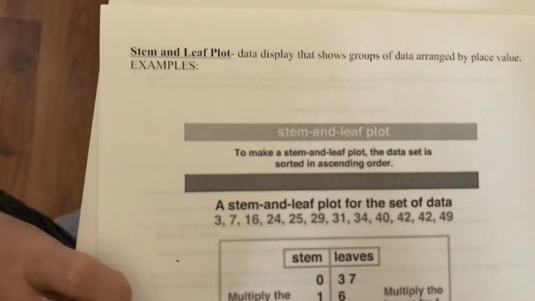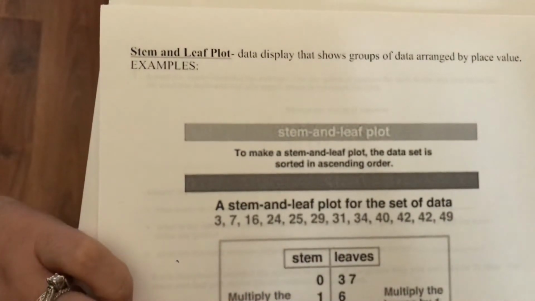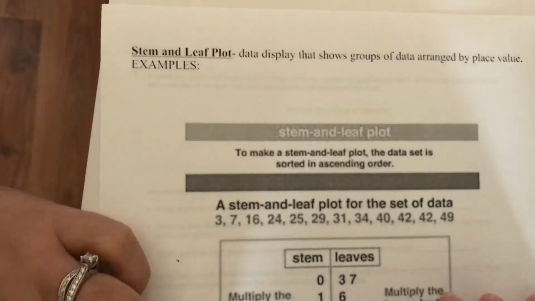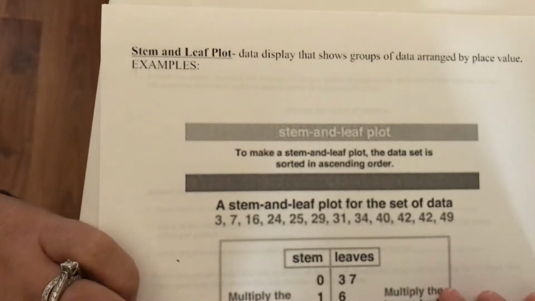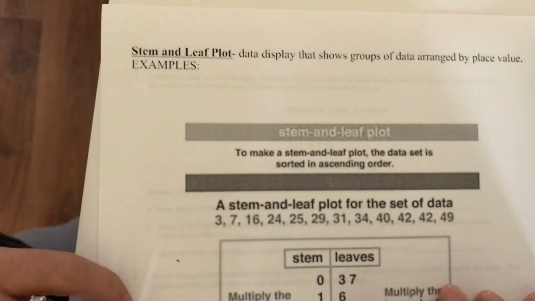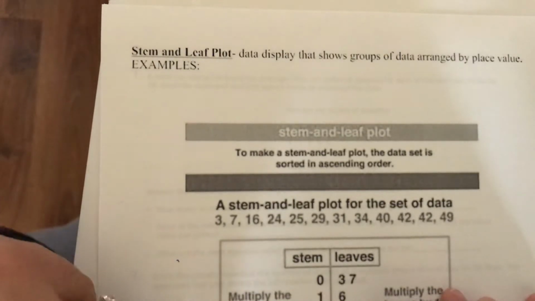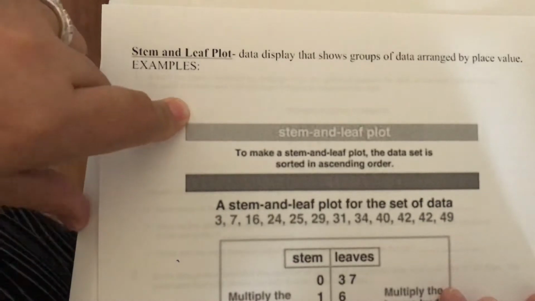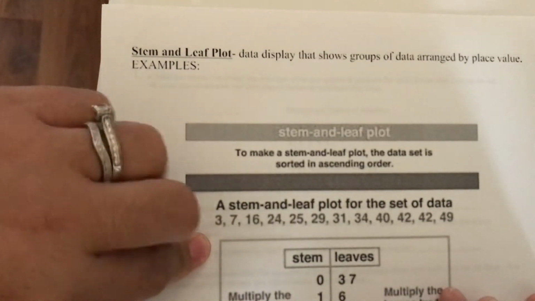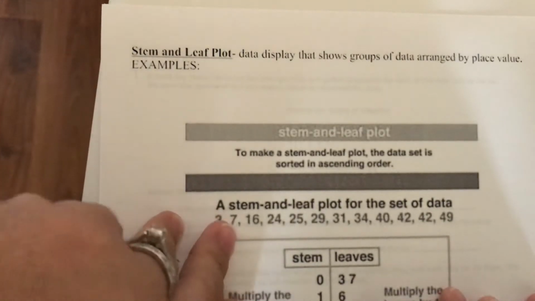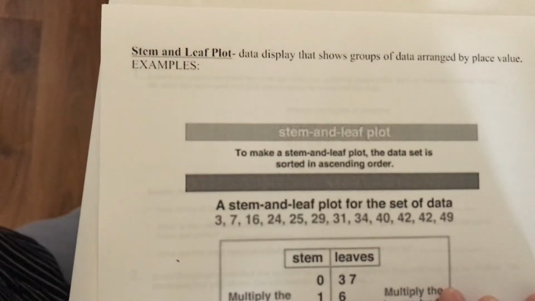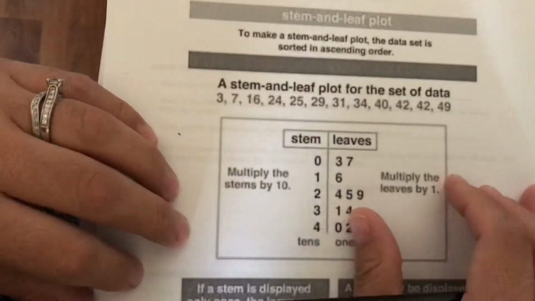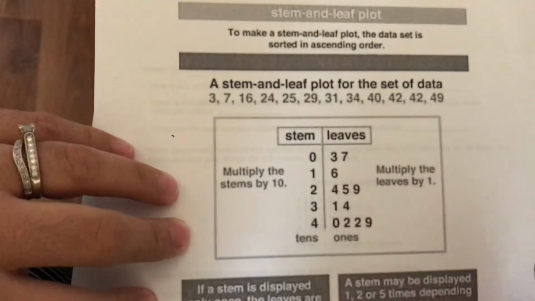Hello, boys and girls. Today's lesson, or this week's lesson, is on stem and leaf plots. The next lesson will also be on histograms, but today we're going to be going over stem and leaf plots. A stem and leaf plot is a data display that shows groups of data arranged by place value. Here you would see an example of a stem and leaf plot.